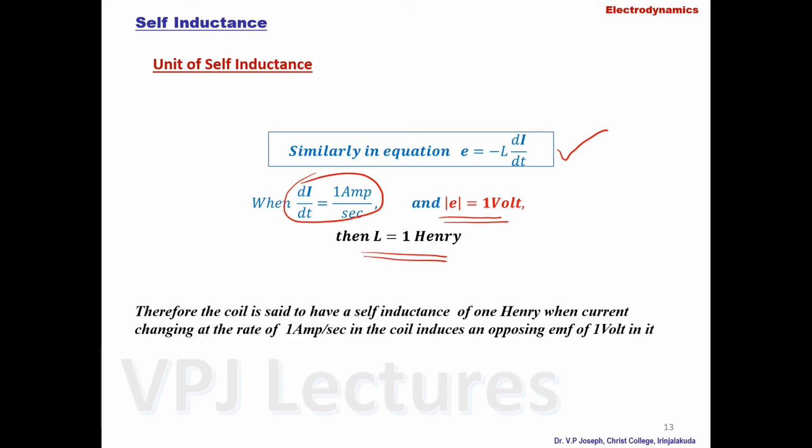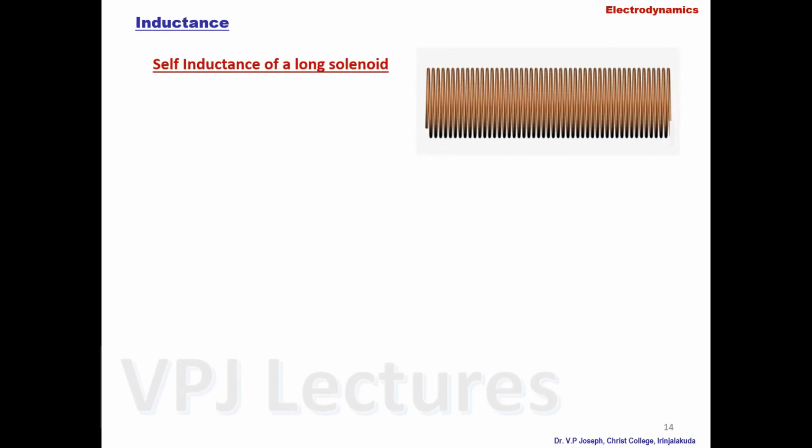Therefore a coil is said to have a self-inductance of 1 Henry when the current changing at the rate of 1 ampere per second in the coil induces an opposing EMF of 1 volt in it. That is, when the current changing through the coil is 1 ampere per second, the EMF induced is 1 volt. In that case, the self-inductance of the coil is taken as 1 Henry. So these are the two definitions that we are using for defining the unit of self-inductance.